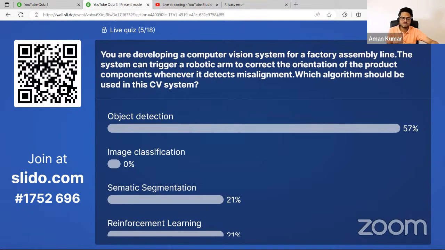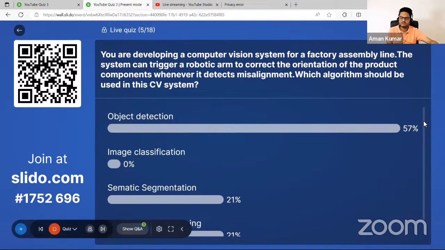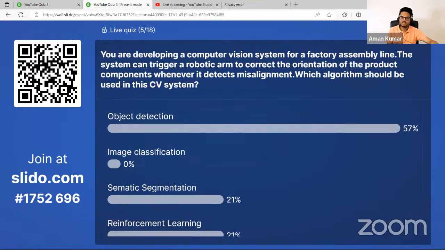Okay, so this question I knew people would be confused on. Most of you have not given the right answer because object detection is not the right answer here. I will tell you the difference between object detection, image classification, semantic segmentation, and reinforcement learning, in just a few seconds of time.